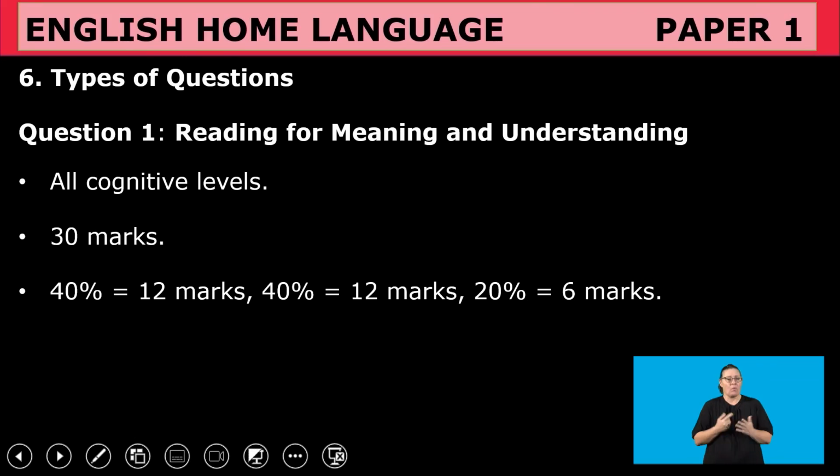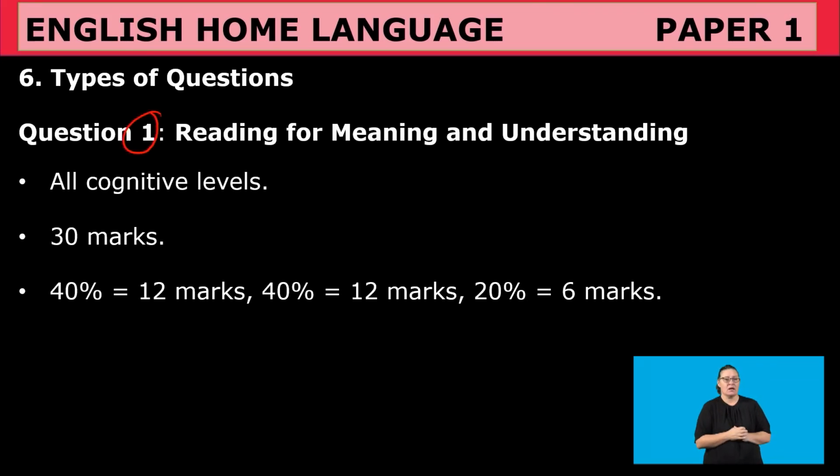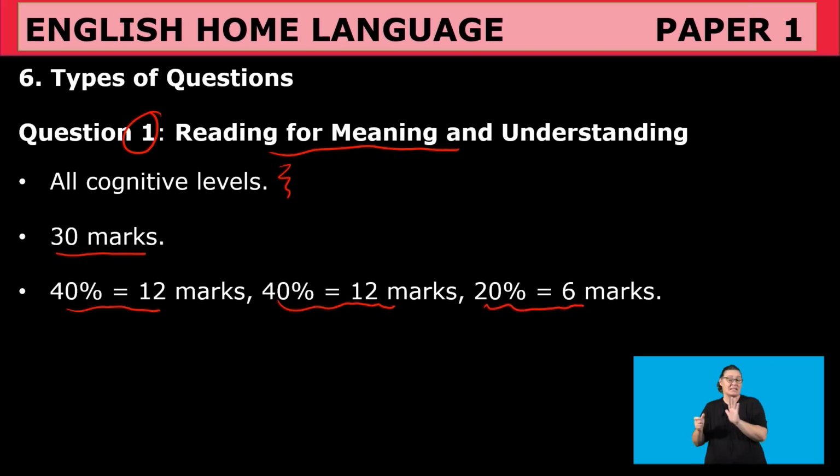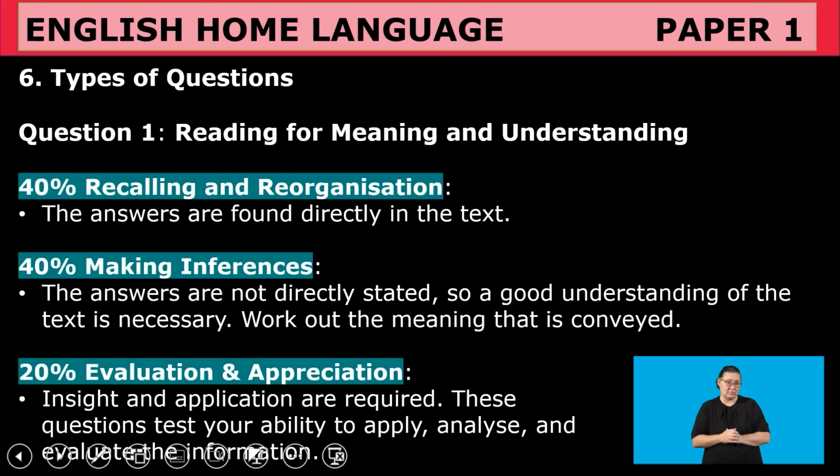Now let's jump into our next aspect, and that will be the types of questions. Types of questions that you can expect in question 1, which of course is reading for meaning and understanding, the comprehension. This question will include all the cognitive levels. Again, it's 30 marks. So if we divide that, 40% will be 12 marks of the cognitive levels, the lower order questions, then middle order, also 40%, 12 marks, and then 20% or 6 marks, higher order questions.